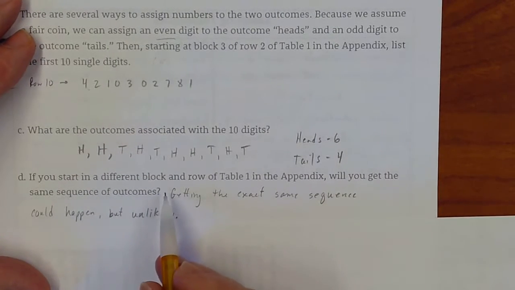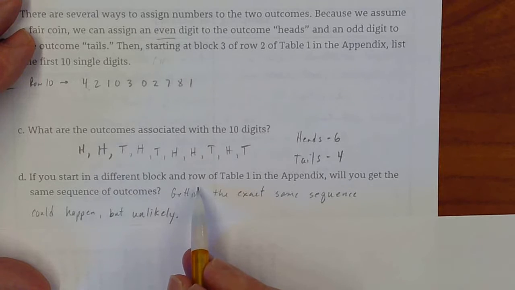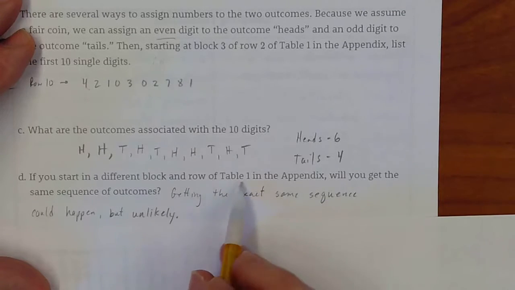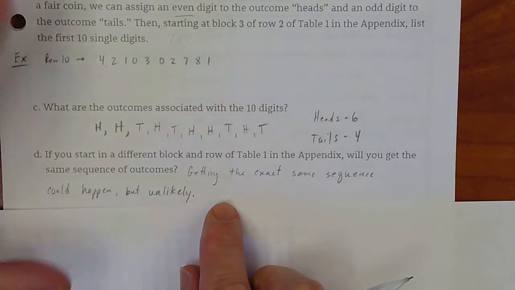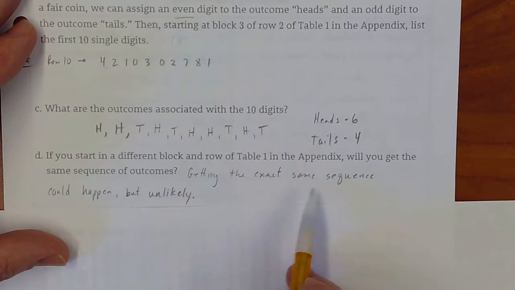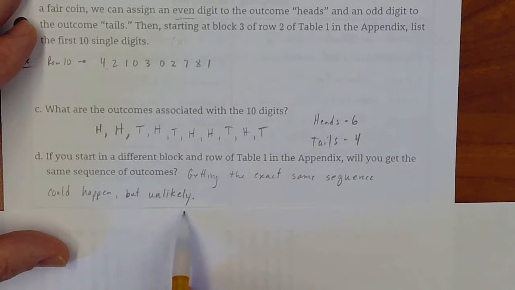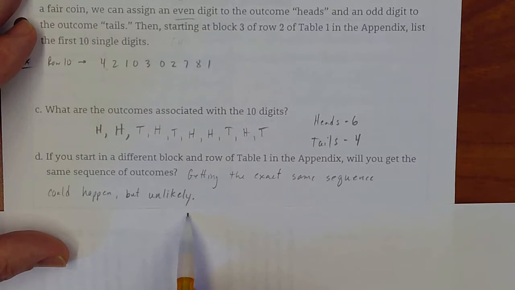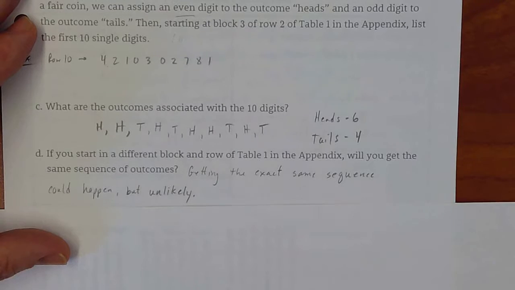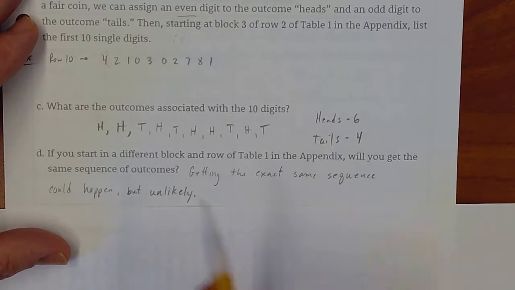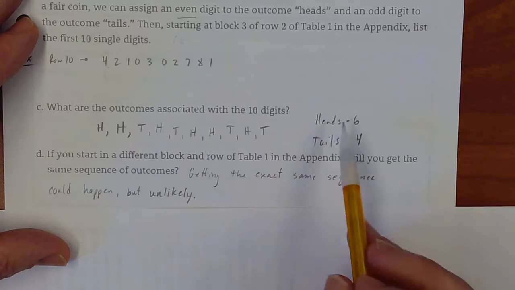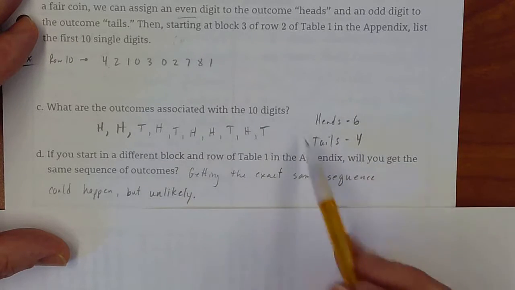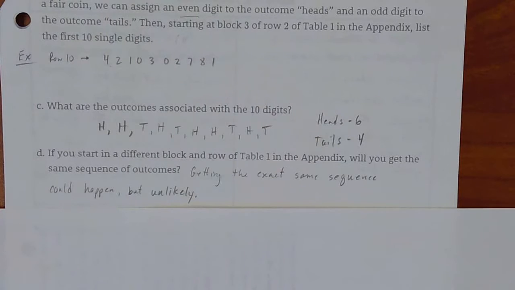So if you start in a different block and row, which happened because we did different rows, will you get the same sequence of outcomes? So in your own words, something like this. Getting the exact same sequence could happen, but it's unlikely. Especially if they said sequence, right? In this exact order, that's probably very unlikely. It's a little more likely to maybe get a common outcome or results. Pretty unlikely to get the same exact sequence.